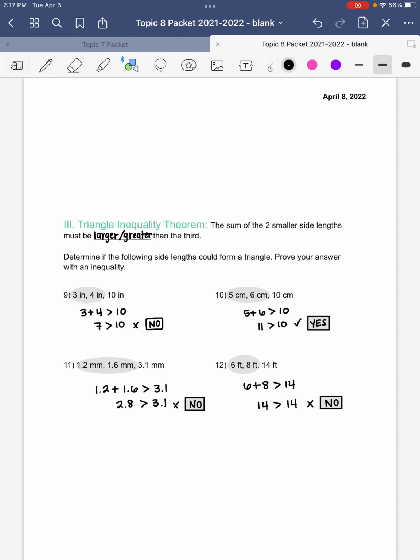Okay, so that was a lot of information we covered. Remember, we covered the triangle angle sum theorem. We covered classifying triangles by angles and by sides. And last, we covered the triangle inequality theorem. So that's a lot of information you need to know about triangles.